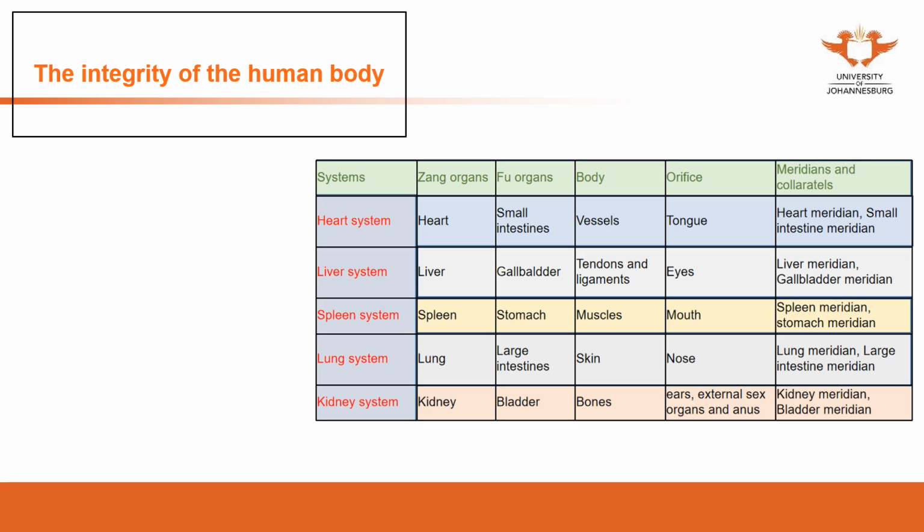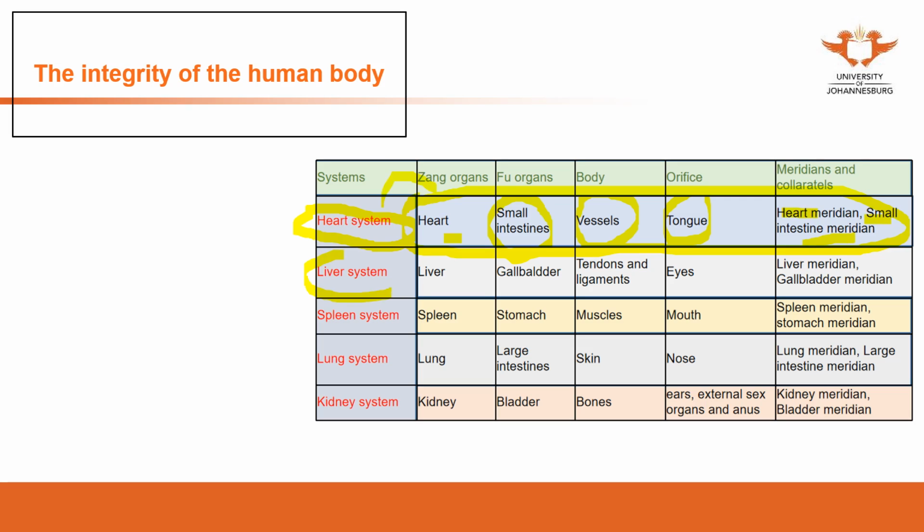In Chinese medicine, we see our human body in another way. We use the heart system and link it with all different tissues or organs. We're going to discuss in future how these can be linked. In the heart system, we have the heart, the small intestine, the vessels and the tongue, the heart meridian, and the small intestine meridian. These are all linked to the heart system.